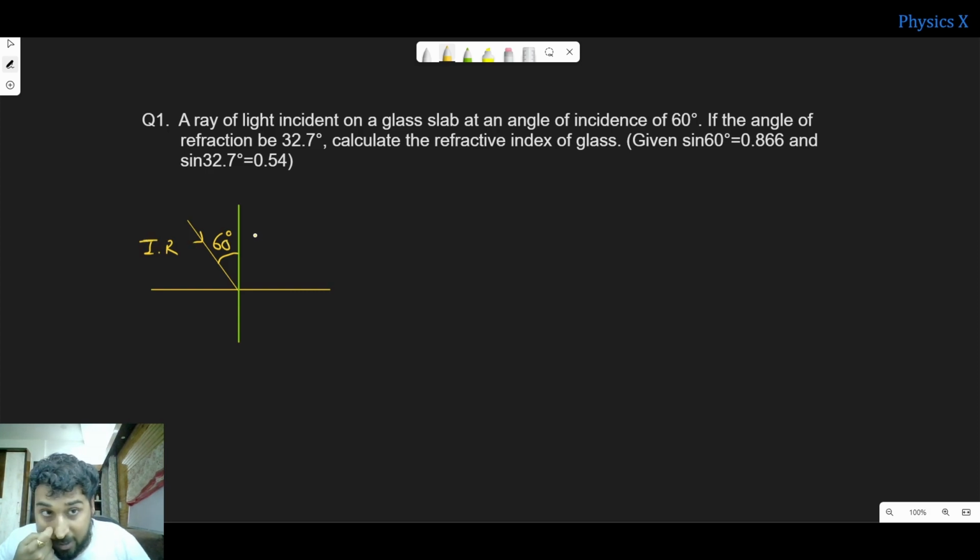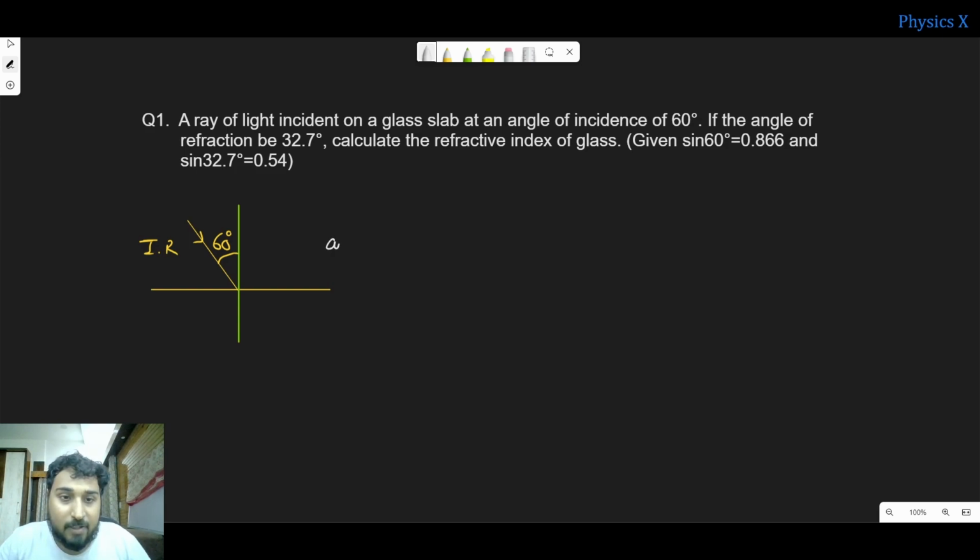He is asking if the angle of refraction is 32.7 degree. So he is telling that now it is incident on a glass slab, right? So now the angle of the refracted ray will be like this.